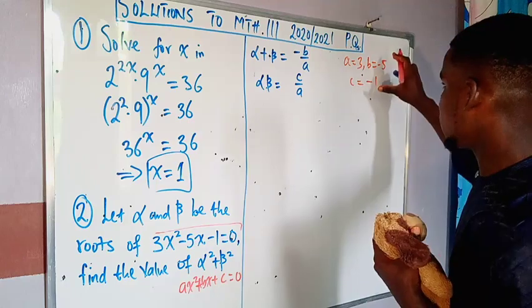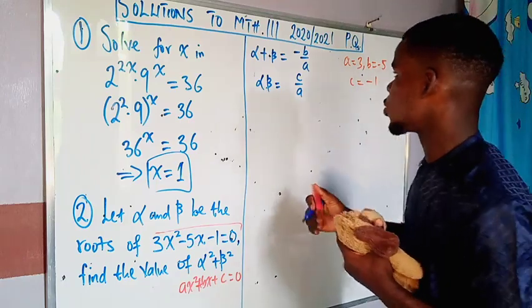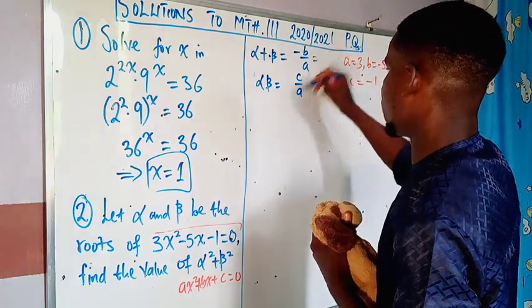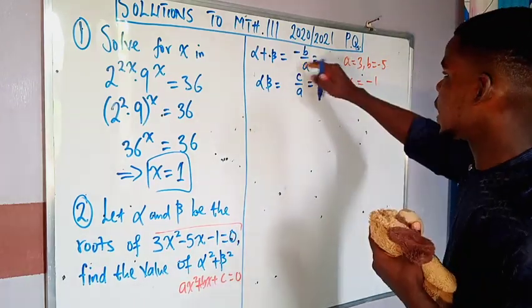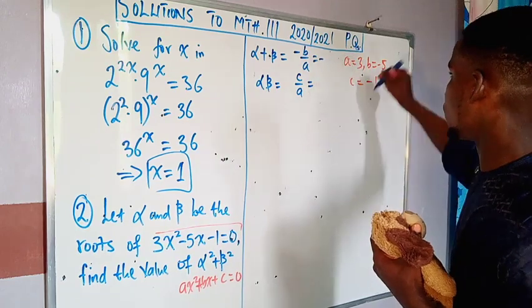So we are going to use these constants here and then get the sum and the product of those two roots, right? So you notice that alpha plus beta is going to be negative b. So negative of b is what? b is negative 5.